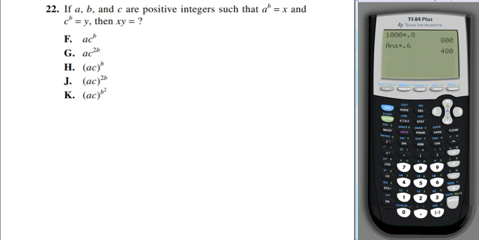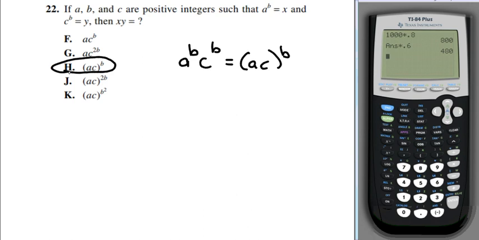All right, if a, b, and c are positive integers, such that a to the b power is equal to x and c to the b power is equal to y, then x times y equals blank. All right, so I would go ahead and write this one out with substitution. So if a to the b power is x, that means we have a to the b power times y, which is c to the b power. All right, so without thinking about the concepts here, if you can just remember the procedures, this is the same thing as a times c raised to the b power. All right, maybe I can do a concept video later on talking about exponents and things like that.